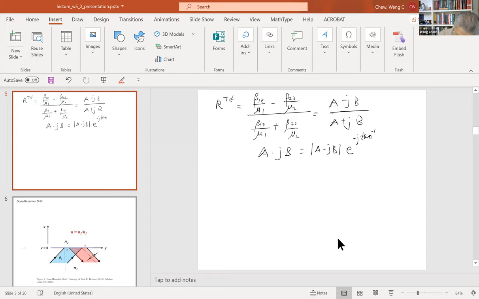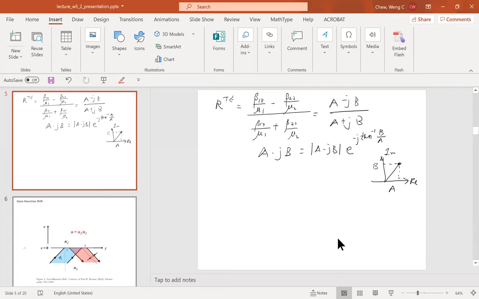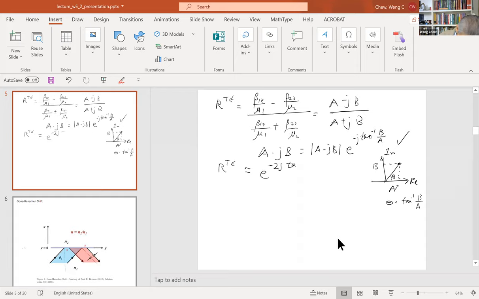the arctangent of B over A, because this is a complex number: if this axis is real and this is imaginary, this complex number is pointing somewhere. It has the real part, which is A, and it has an imaginary part, which is B. And then this angle theta would be equal to arctangent of B over A. So that's how I get that phase. If you were to work this out, RTE will always have a magnitude of one, and it will be equal to e to the minus 2j arctangent of B over A.